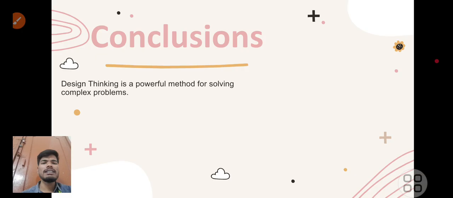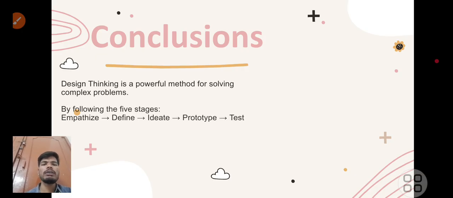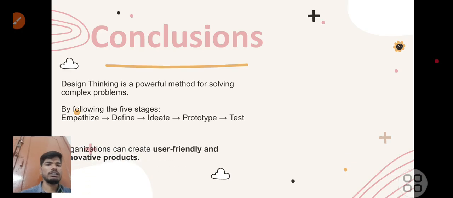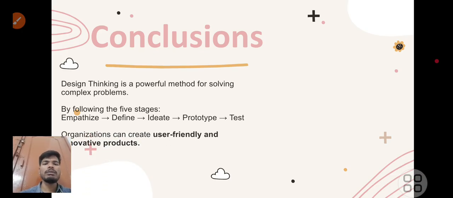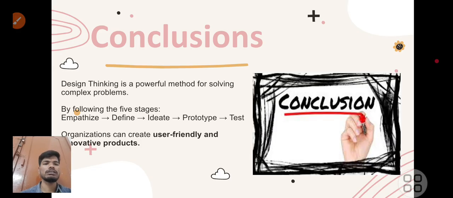Conclusion: design thinking is a powerful method for solving complex problems. By following the 5 stages, we can solve any problem: empathize, define, ideate, prototype, and test. Organizations can create user friendly and innovative products.